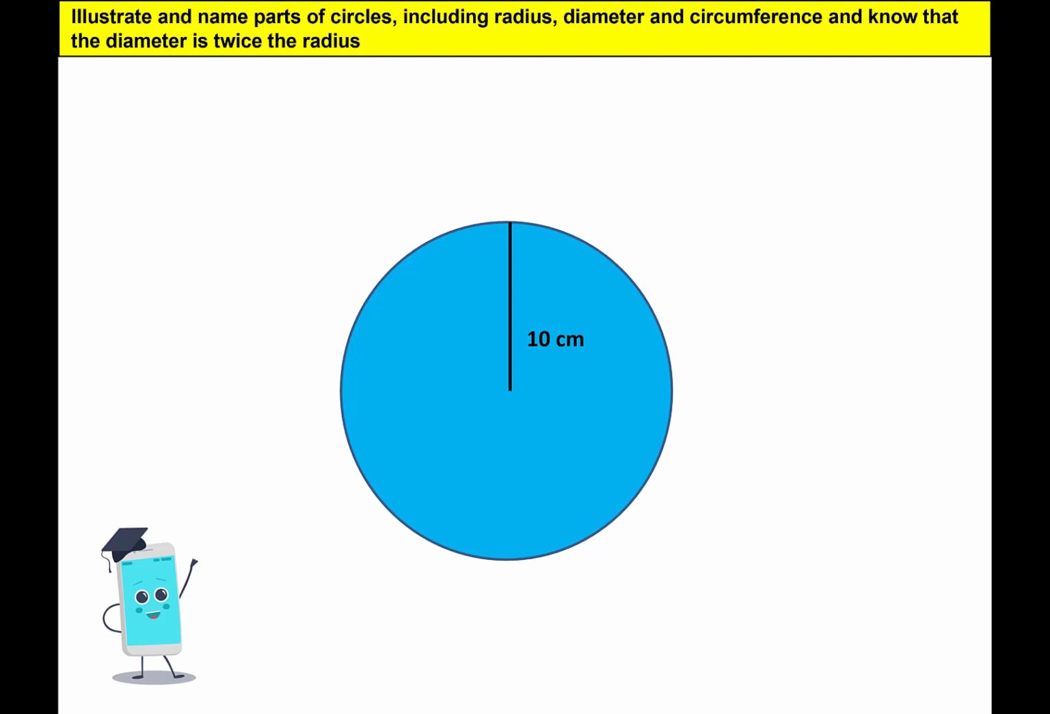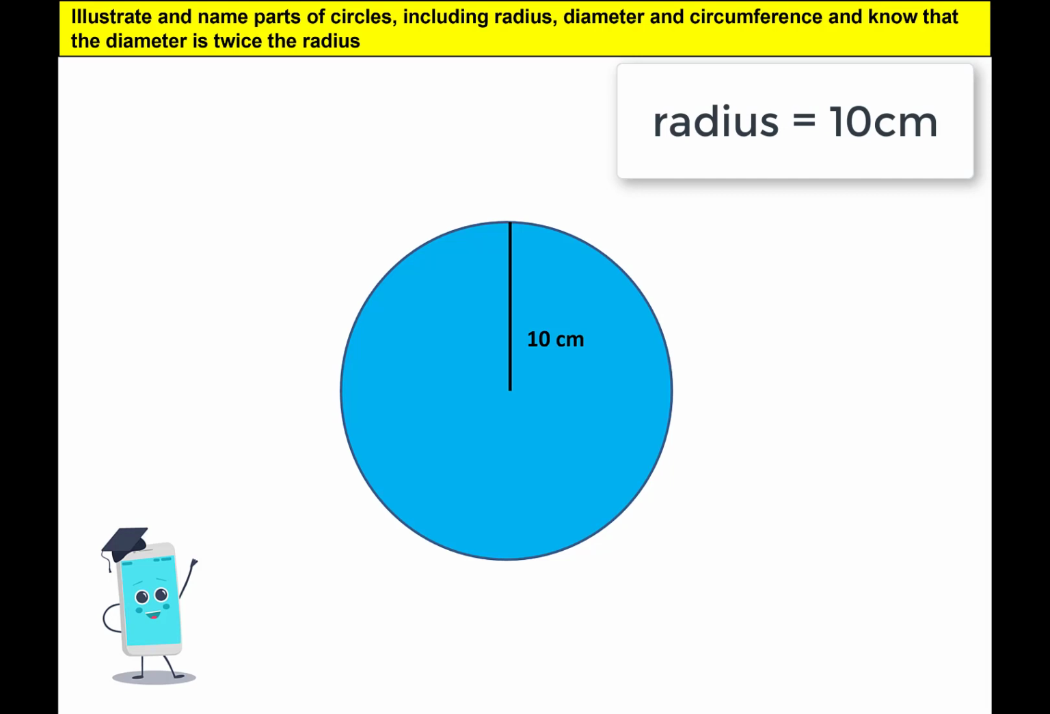You can notice that it runs from the centre to the edge. It does not cut the circle completely in half. It doesn't run from one edge to the other. So we have the radius. So we could write down that the radius is 10 centimetres.